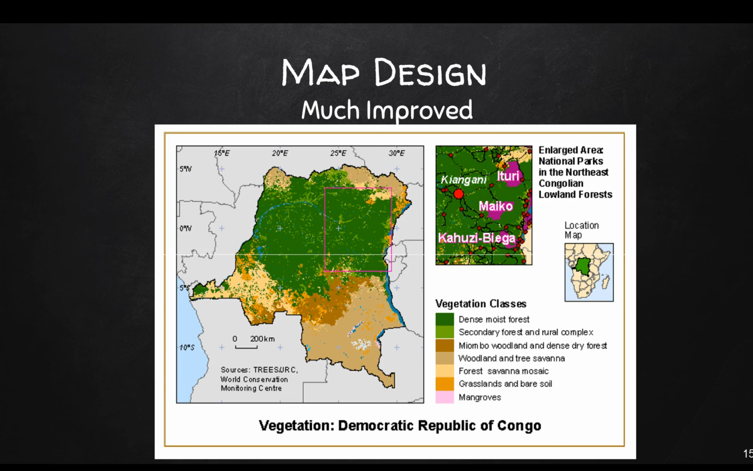Here's a much more improved map. The title happens to be at the bottom, which is fine. You can put the title at the bottom, or it could be at the top. But it's much cleaner, crisper. It looks nice and balanced. It's easier for your eye to follow around the map. So it more effectively communicates the message.